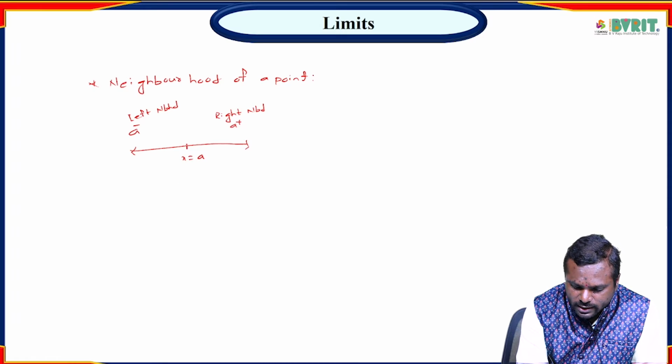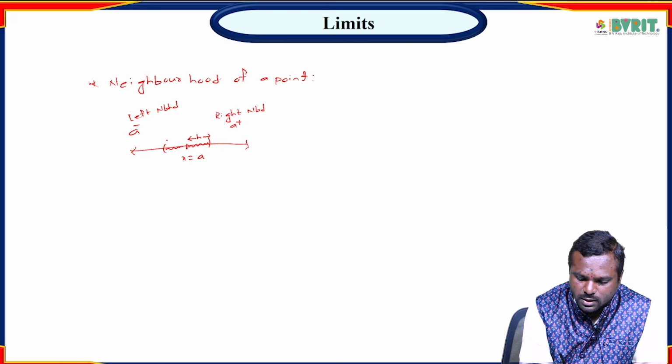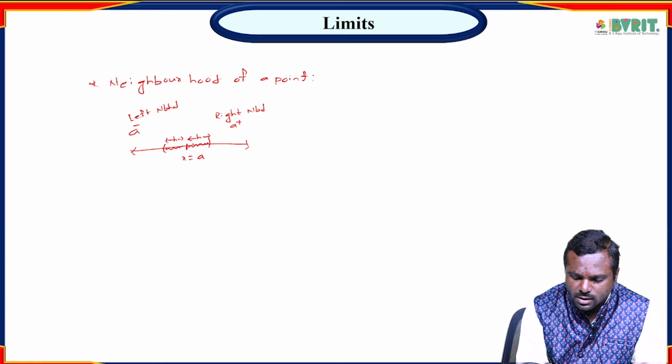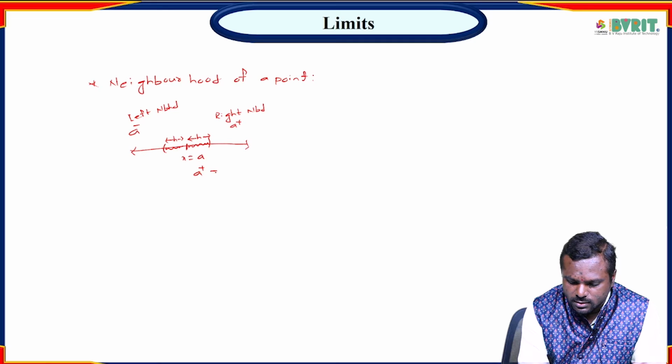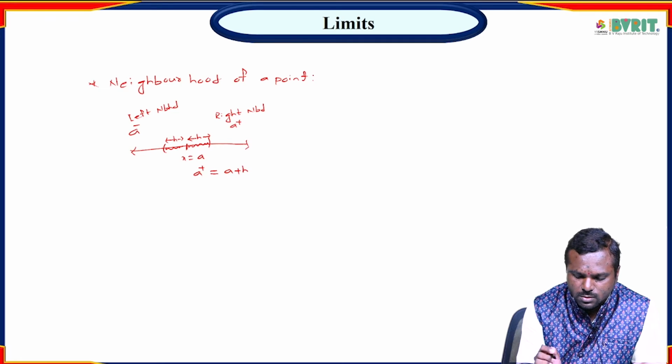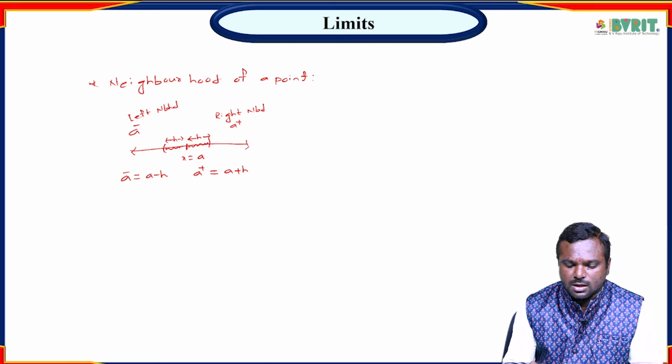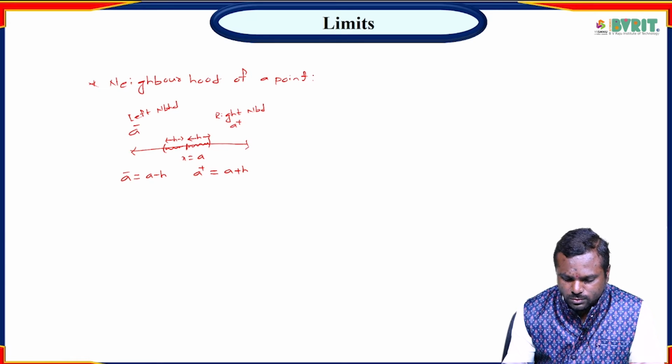This is a real line at x is equal to a. Some value here is called h. Here the distance value is also h. Now at x is equal to a, a plus is nothing but a plus h. That is the right neighborhood. A minus is nothing but a minus h. This is the left neighborhood.